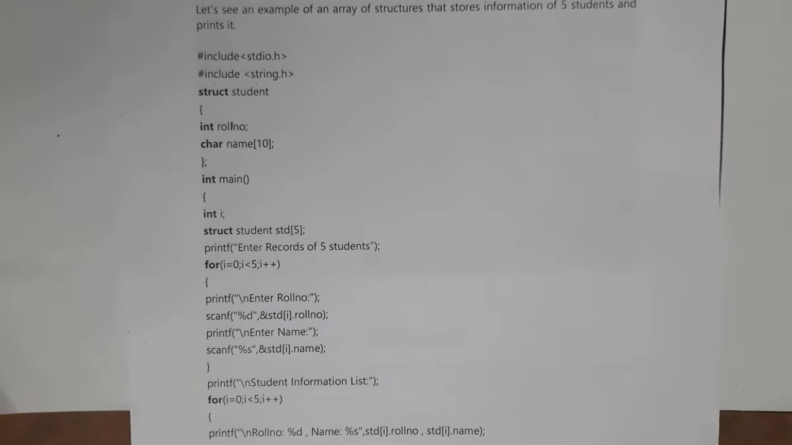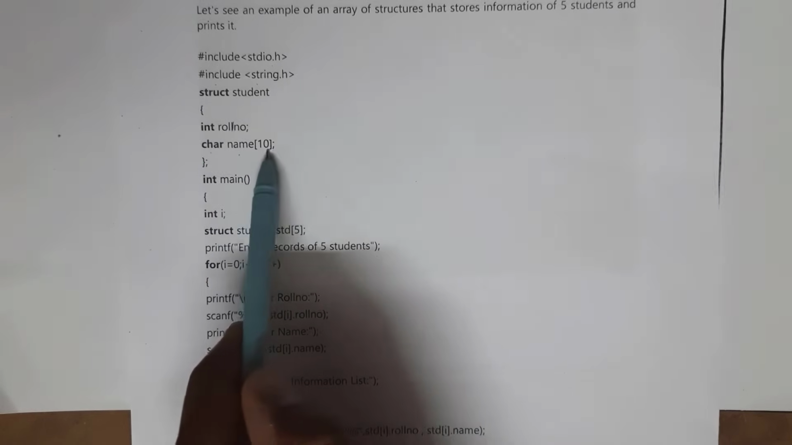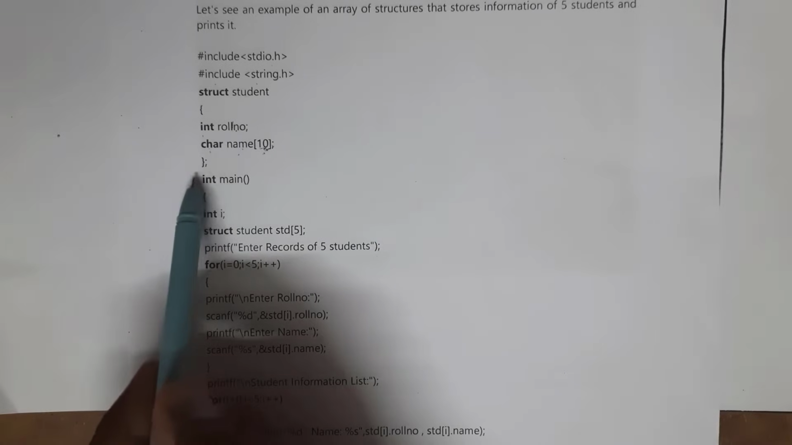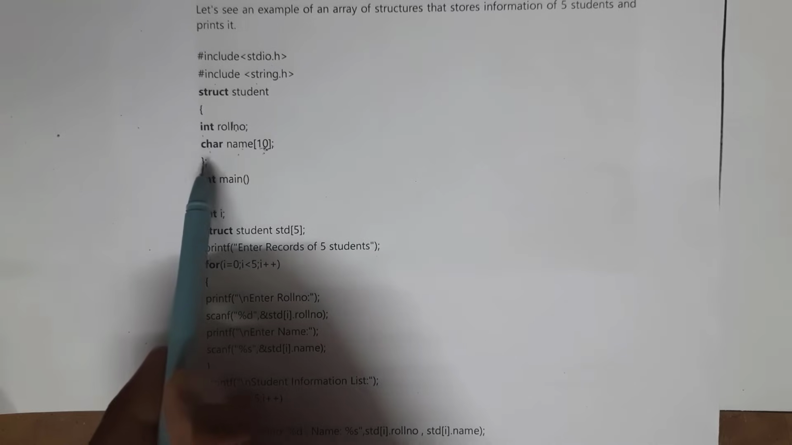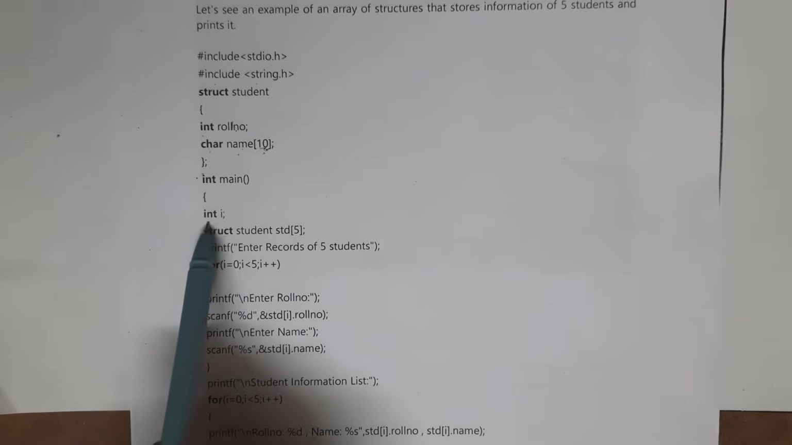Here I took #include <stdio.h> and #include <string.h>, and here I took structure student. I gave the structure name as student, and inside this I wrote int roll number. Normally we store roll numbers as integers, like roll number 10, 20 like that. So here I wrote int roll number and char name of size 10. I gave size as 10, so you can store up to 10 characters, and I closed this structure with a curly bracket, and after that I included a semicolon. After that I took int main.